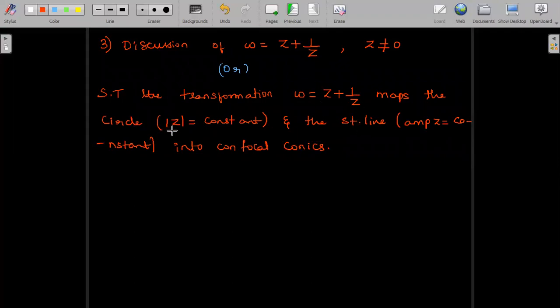circle equation mod z is equal to constant. Recall, in the polar representation, mod z is equal to constant represents the circle equation, and the straight line amplitude z is equal to theta, right? Amplitude z is given by theta. We need to take it as constant, and these two map onto confocal conics. So that is what we need to discuss, and this is the third and the last transformation we are discussing in our syllabus. So let us see the proof.